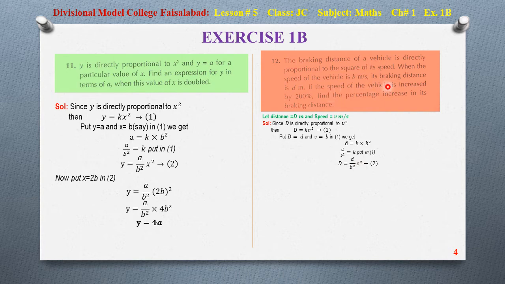Now if speed of the vehicle is increased by 200%, find the percentage increase in the braking distance. Speed is increased by 200%. Initially the speed was B. Now speed is increased. So the value of V is given and we are asked to find the value of D and then find the percentage increase.